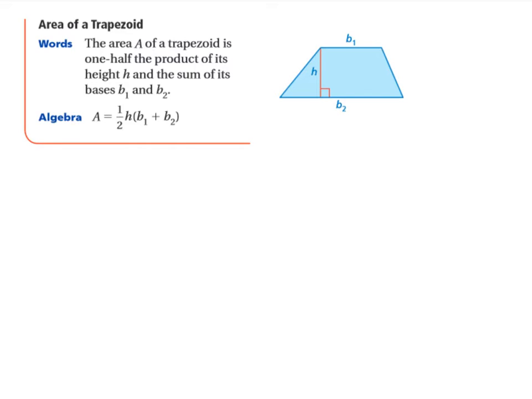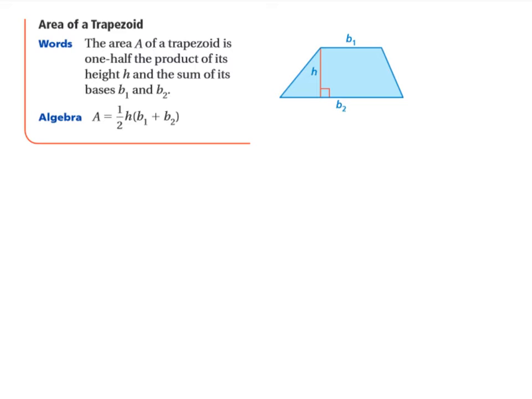In words for the area of a trapezoid, the area A of a trapezoid is 1/2 the product of its height h and the sum of its bases, B1 and B2. Those bases, B1 and B2, are the two parallel lines. In algebra, A equals 1/2 h times the quantity B1 plus B2.